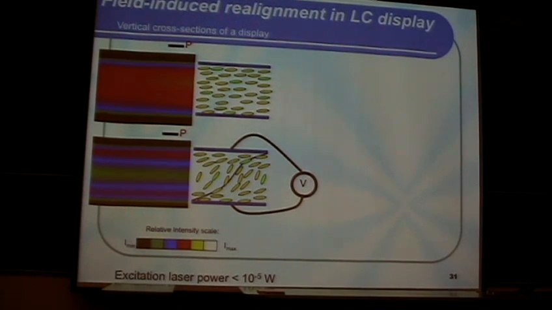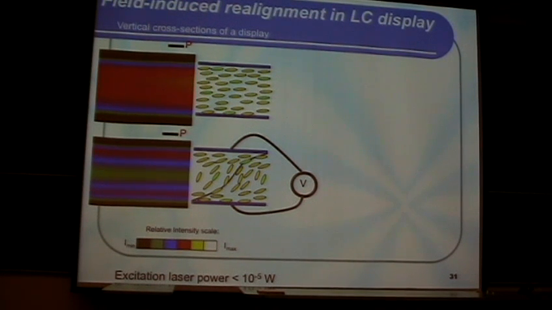The excitation laser powers here are much smaller than a milliwatt, and therefore they do not affect the sample. For example, they do not realign the liquid crystal molecules as you do this imaging. However, if you now apply an electric field to this liquid crystal cell, as depicted here, the molecules of liquid crystal, the liquid crystal director, are realigned, and this is the so-called Freedericksz transition, as I mentioned.